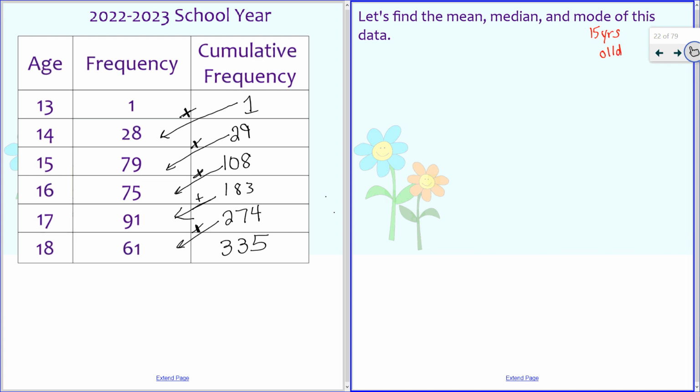Oh, wow, that's a rough one. That's spelled old, right? Undo, 15 years old.